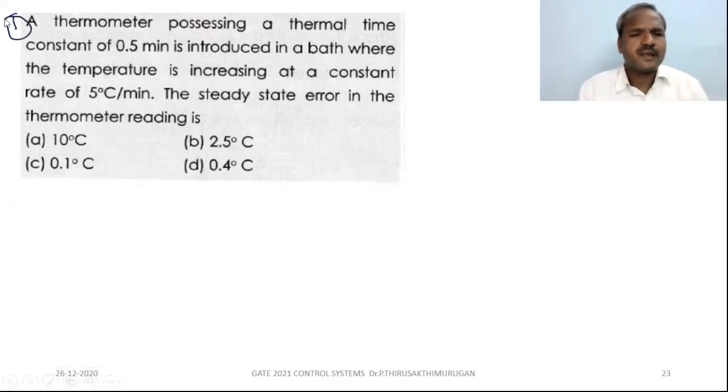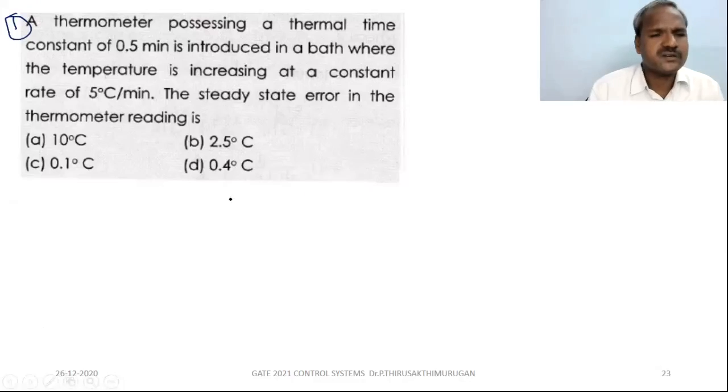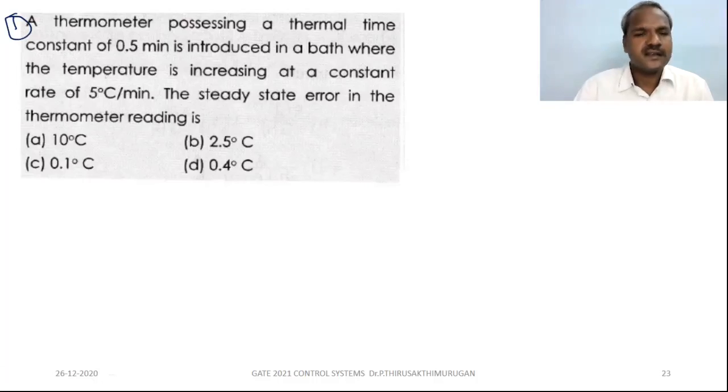A thermometer possessing a thermal time constant of 0.5 minutes is introduced in a bath where the temperature is increasing at a constant rate of 5 degrees Celsius per minute. The steady state error of the thermometer is: A, 10 degrees Celsius; B, 2.5 degrees Celsius; C, 0.1 degrees Celsius; D, 0.4 degrees Celsius. So how to estimate the steady state error of the system?